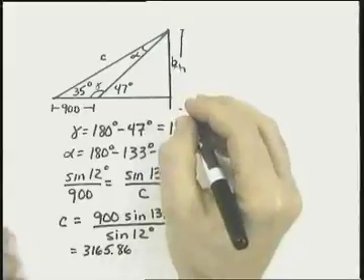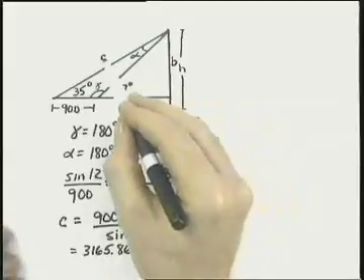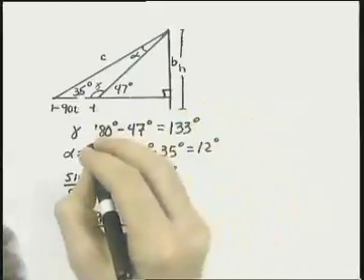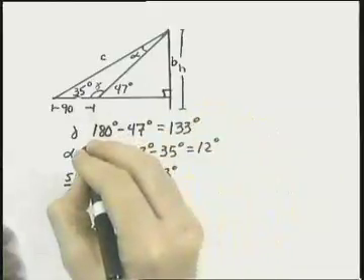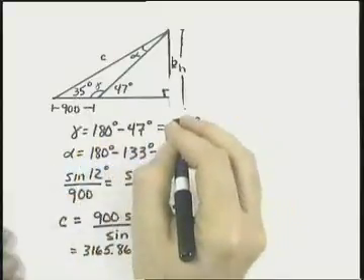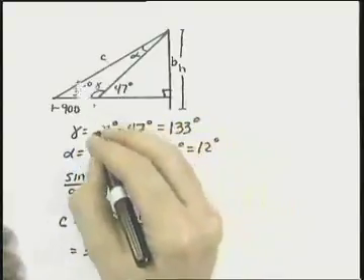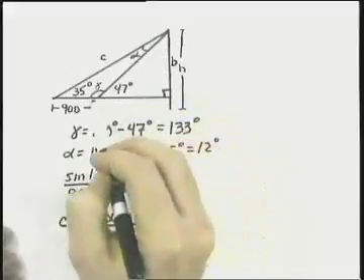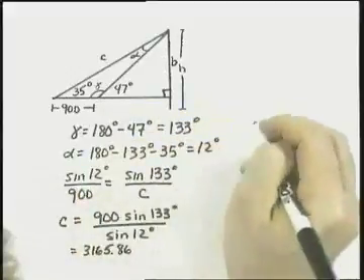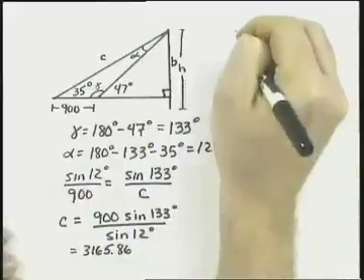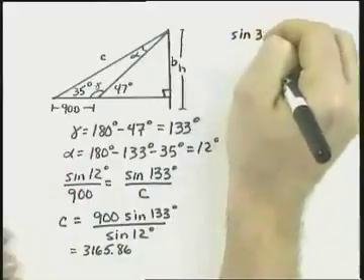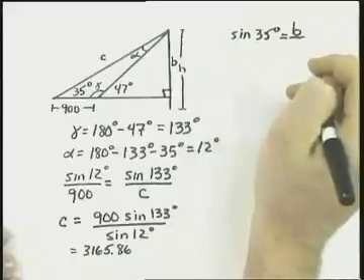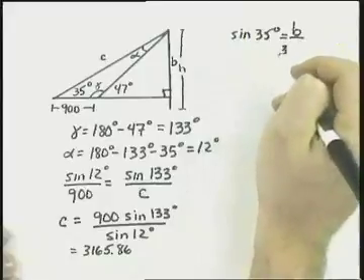Now remember, my ultimate task here is to find the value of B. Well, now that I know C, and I know that this is a right angle right here, I can find that the sine of 35 degrees is equal to opposite over hypotenuse, because C is the hypotenuse of this right triangle. So we get that the sine of 35 degrees equals B over C.